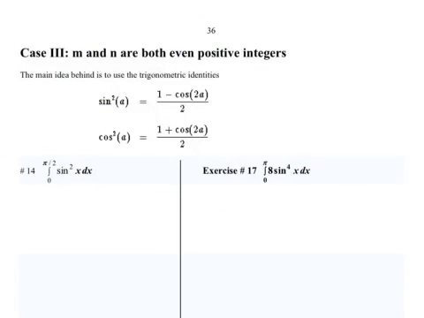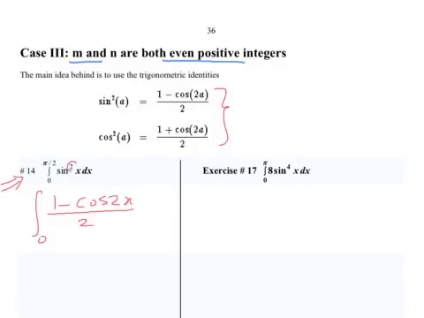Case 3, if the powers of sine and cosine are both even. We cannot save a sine or cosine out in this case. We have to use the half angle identity. For example, if you look at number 14 as an example, sine square will be written as 1 minus cosine 2x divided by 2. The idea is we are reducing the power from 2 to cosine to the power of 1.